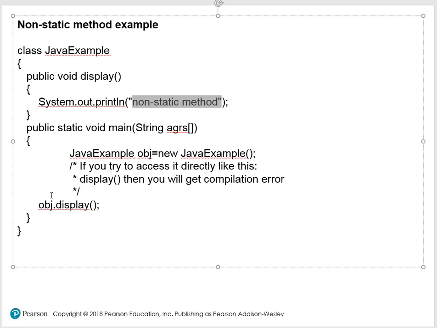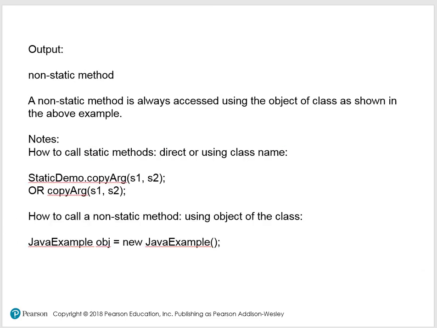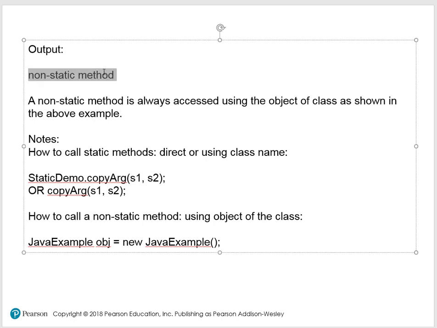All right. So that's why when you actually have these two, and I'm just walking you through this, that output's going to say non-static because you asked it to output non-static. But the non-static method is always accessed using the object of its own class, shown in the example above. Note how to call a static method, directly or using the class name. So if you did static demo.copy, or copy argument, you could do this.